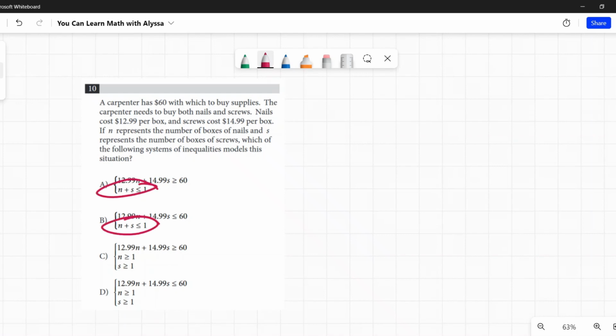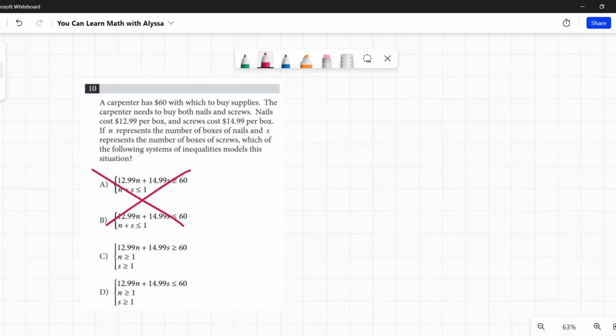These two say N plus S is less than or equal to 1, and these two say N is greater than or equal to 1 and S is greater than or equal to 1. I'm going to start with that, because what does it say here? N is the number of boxes of nails, and S is the number of boxes of screws, and he has to buy boxes of both. So he has to buy at least one box of nails and at least one box of screws. So would 1 plus 1 be less than or equal to 1? No. It would be at least 2.